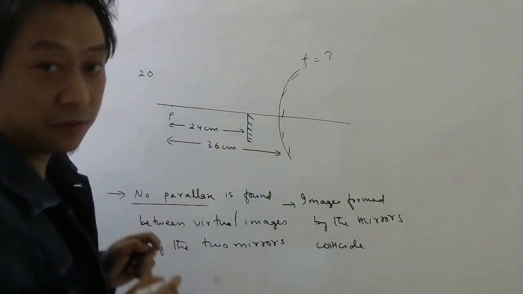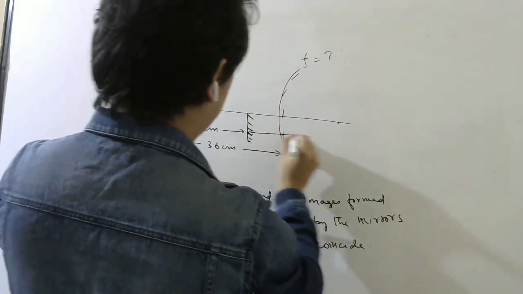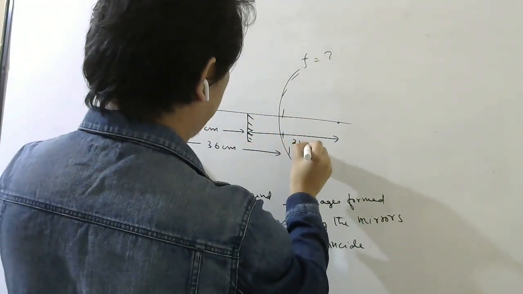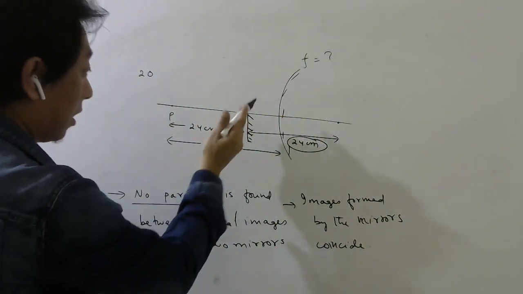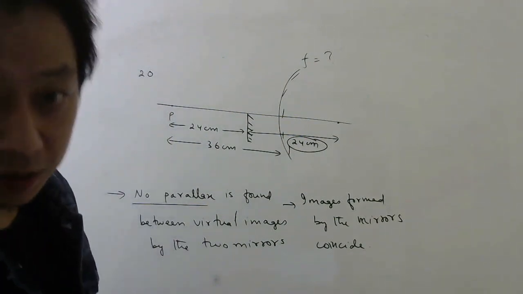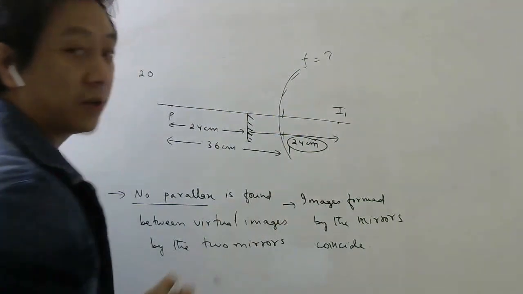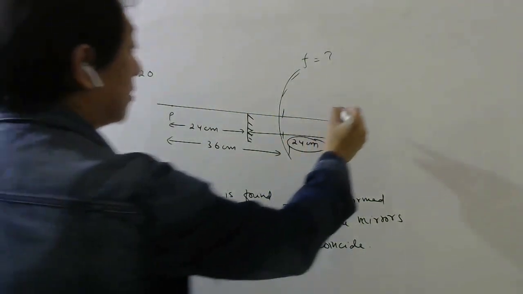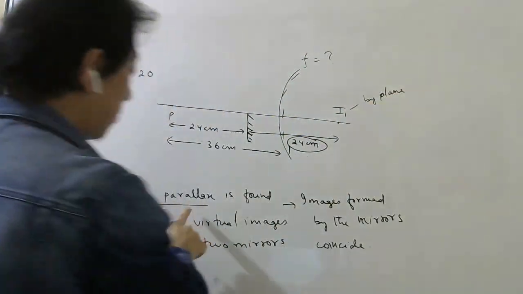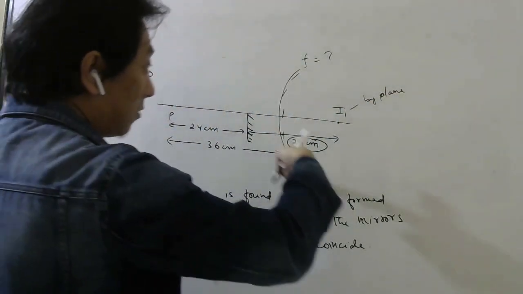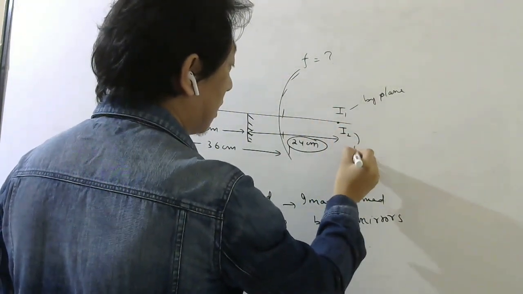For the plane mirror, it is very easy to find the image. It will form at what distance? 24 centimeter only. So let me put a circle because I have found it. If the object is 24 centimeter in front of the plane mirror, the image will also be 24 centimeter behind the plane mirror. So this is by the plane mirror. Now since no parallax is there, the image made by the convex mirror should also be here only. This is by convex.